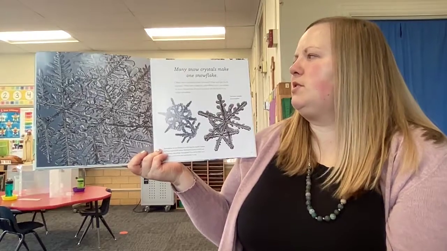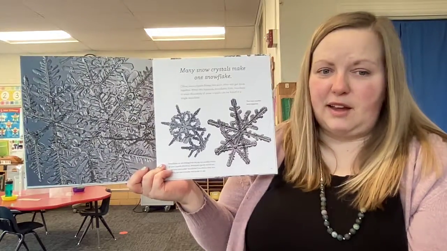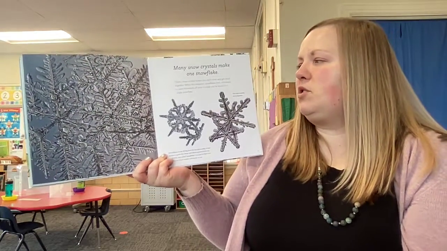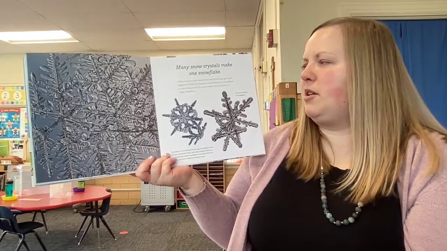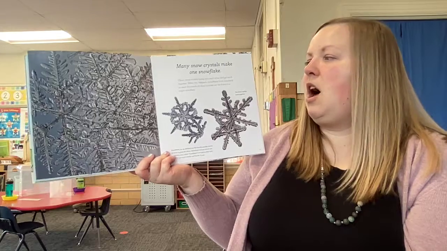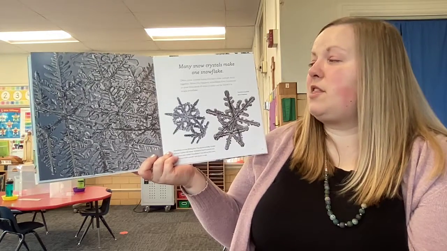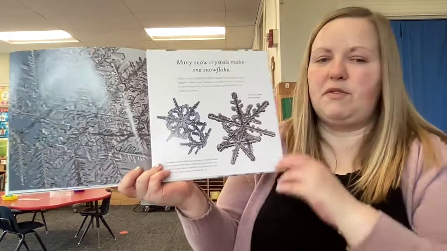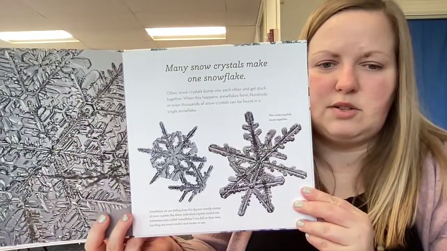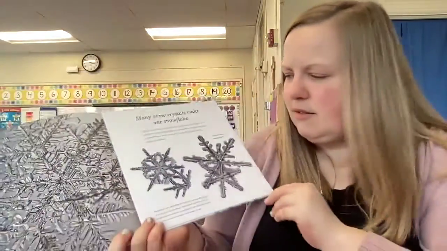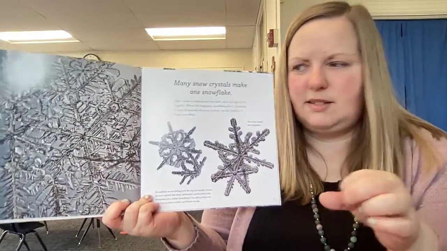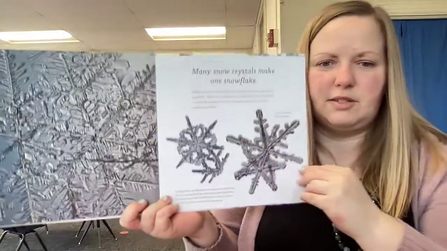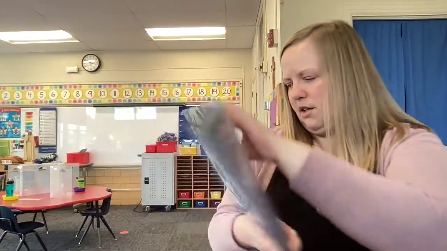Many snow crystals make one snowflake. Often, snow crystals bump into each other and get stuck together. When this happens, snowflakes form. Hundreds or even thousands of snow crystals can be found on a single snowflake. That's pretty amazing. So those big snowflakes we see are actually hundreds or thousands of little snow crystals all together.